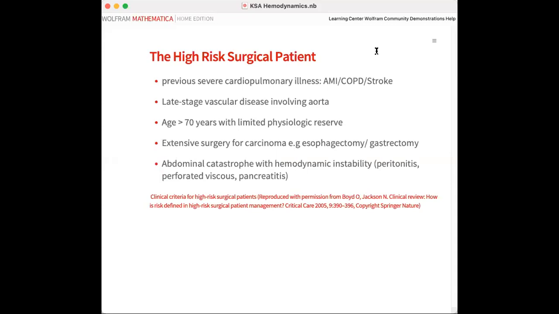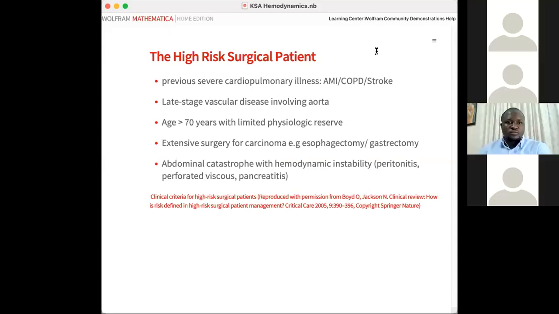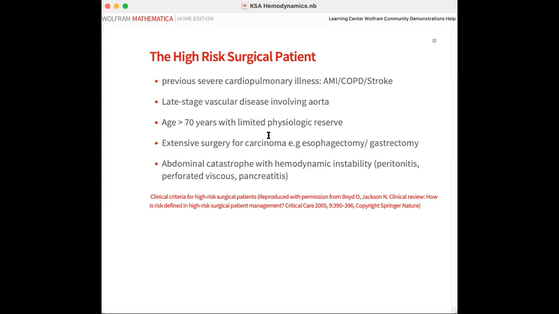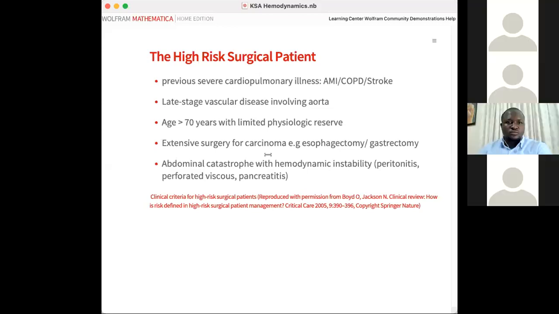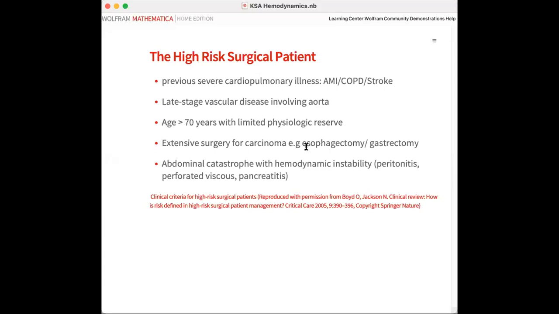Like I said, the kind of patients we're going to talk about are those high-risk surgical patients. These are the high-grade American Society of Anesthesiologists physical status patients. So we're looking at patients who've had cardiopulmonary illnesses, patients with advanced vascular disease, like of the aorta, elderly patients, of course, more than 70 years, who are frail and fragile, and surgery involving major cavities like the chest and the abdomen, and sometimes the brain, the cranium.